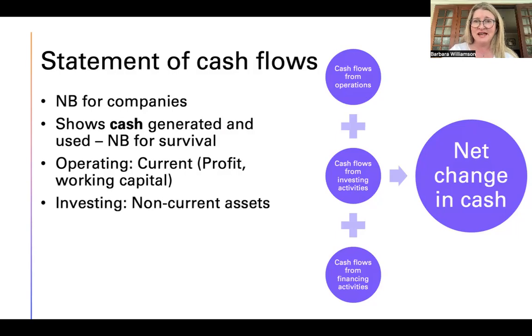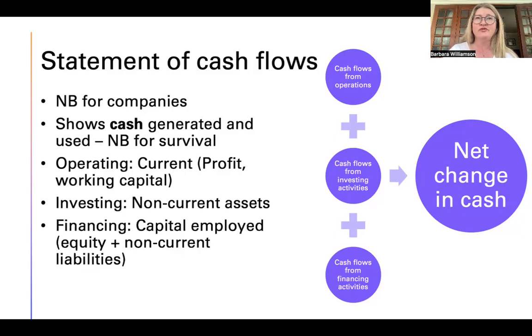For the investing activities, you'll use the cash flows from changes in non-current assets, because that's where you would invest your money. You would invest in the land and buildings, etc., etc. So investing activities, you'll use the non-current assets in your statement of financial position.